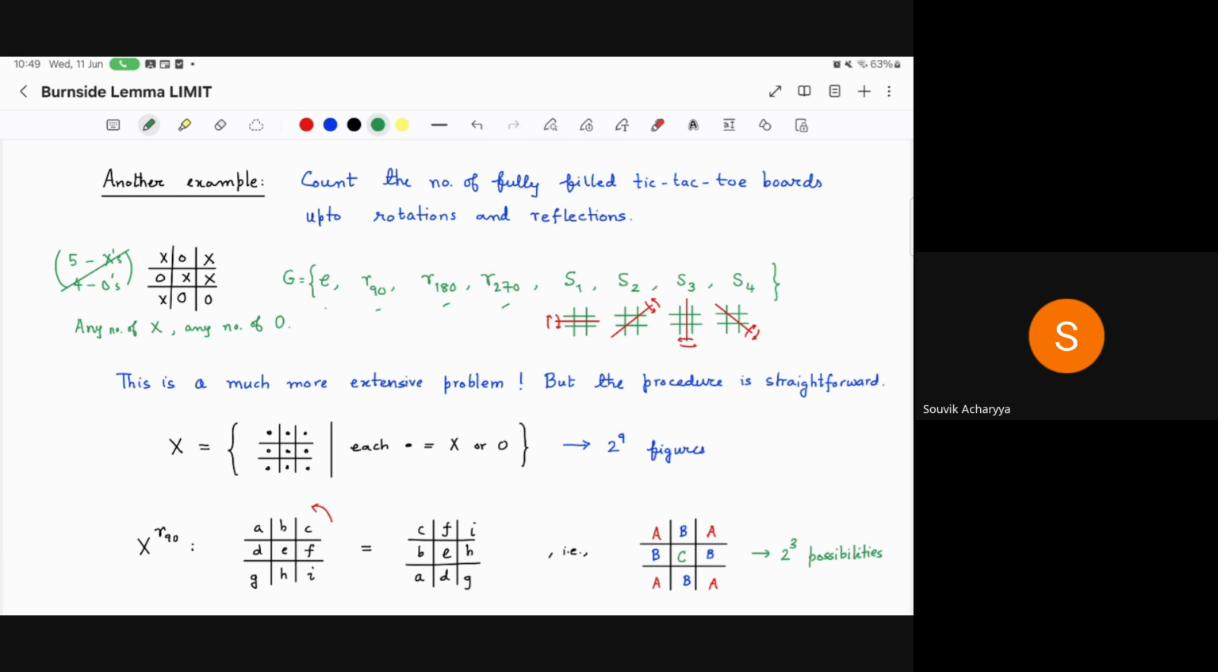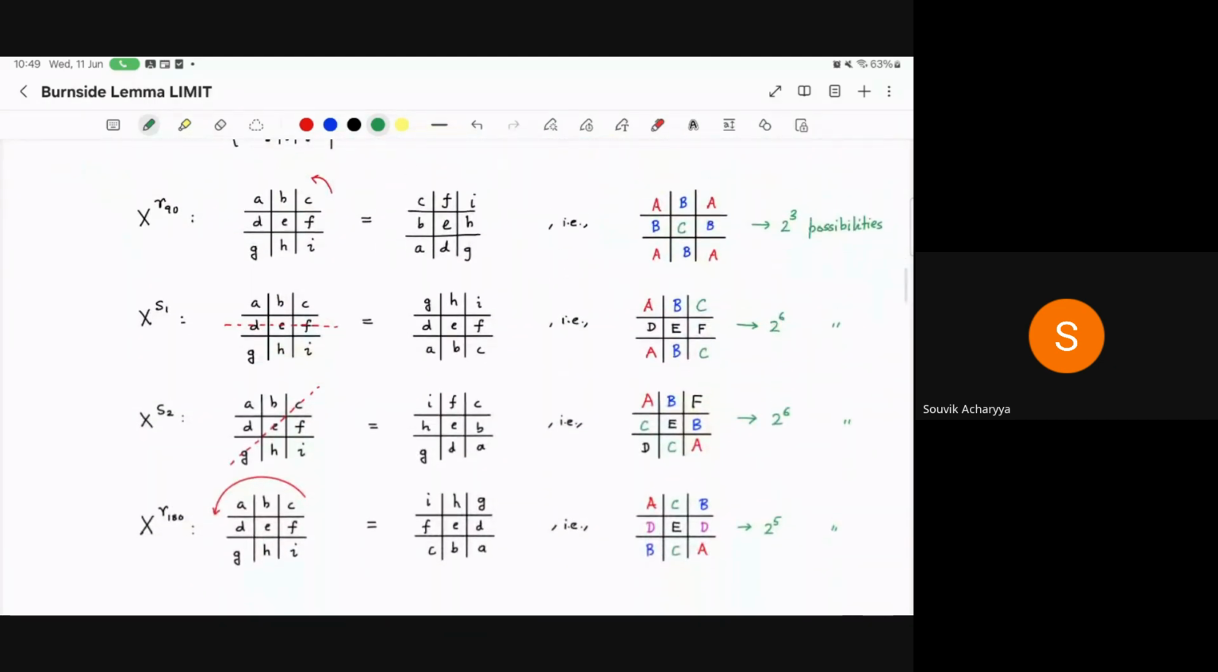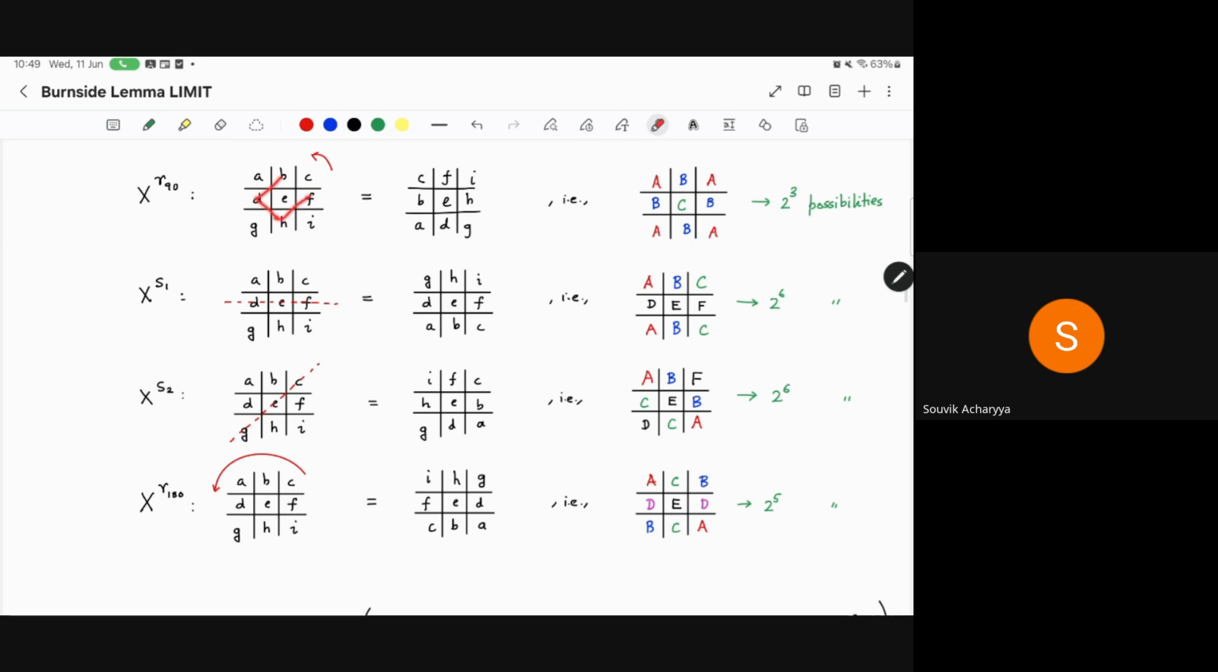So this is a much more extensive problem, and let's study it. Well, the total number of figures: you have 9 places you can fill with knots and crosses. So the answer is 2 to the power 9. Now let's look at the fixed figures. How many of them are fixed under a 90-degree rotation? If you look at a 90-degree rotation, the 4 outer ones cycle: this one goes here, this one goes here, this one goes here, and this one goes here. These cycle, and the center remains exactly where it was.